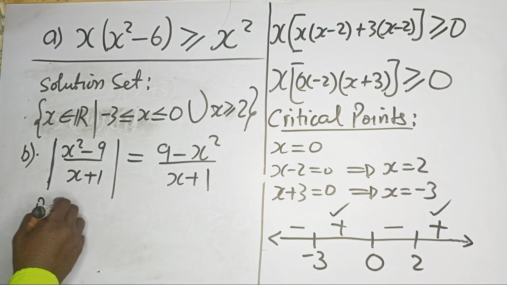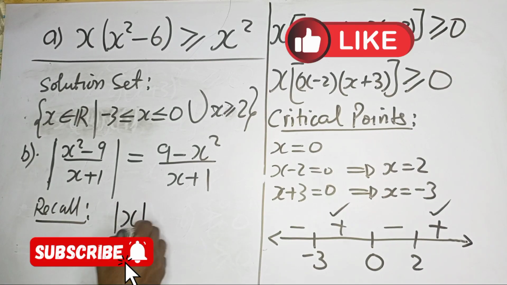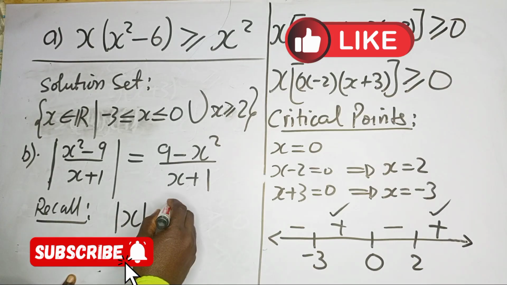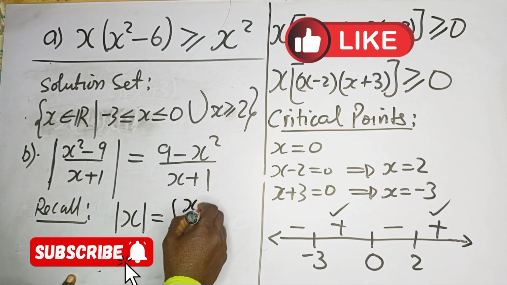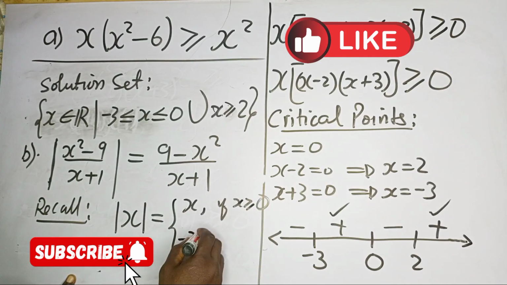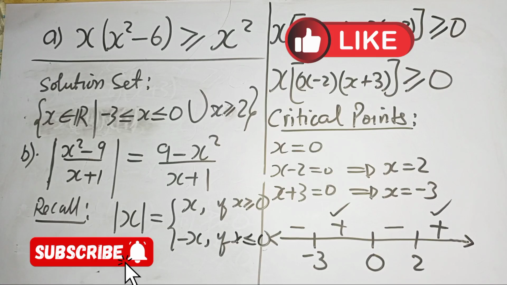Recall the definition of the absolute sign, the absolute function. The absolute function of x, the absolute x, will be x if x is greater than or equal to 0, or negative x if x is less than or equal to 0. We should always remember that.